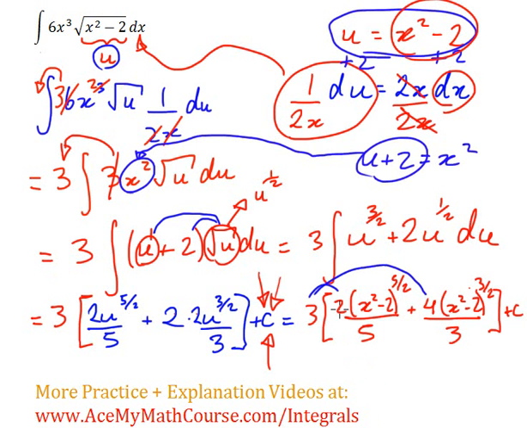Then we would end up with 6 over 5 times x squared minus 2 to the power of 5 over 2. I'm losing my breath with this question. 3 times 4 over 3 is just 4 times x squared minus 2 to the power of 3 over 2 plus c, and we're done. So that is the integral of what we had originally, and that's it.